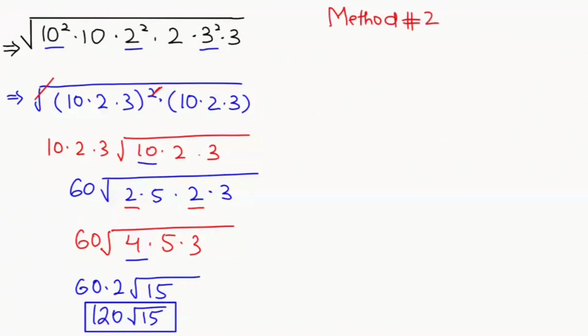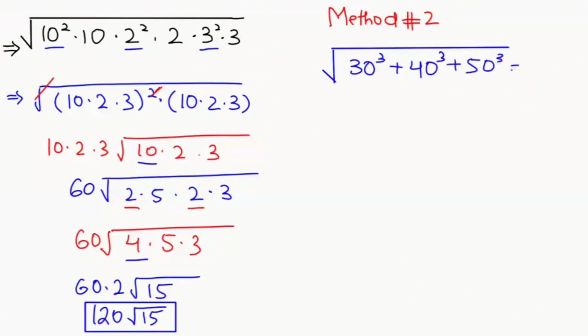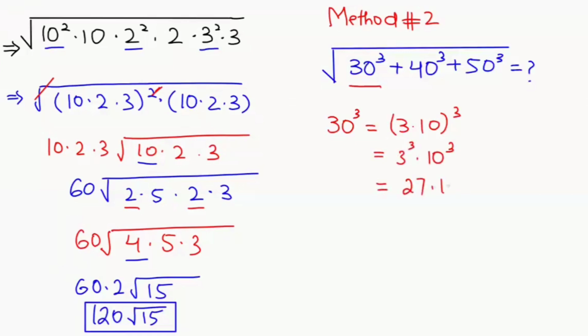The equation we have is 30 to the power of 3 plus 40 to the power of 3 plus 50 to the power of 3. Now, in replacement of 30 to the power of 3, I'm going to write 3 times 10 whole to the power of 3, which is 3 to the power of 3 times 10 to the power of 3. This will be equal to 27 times 1000.